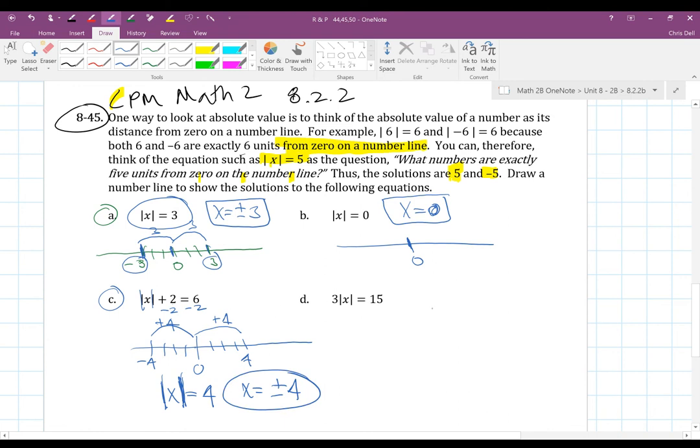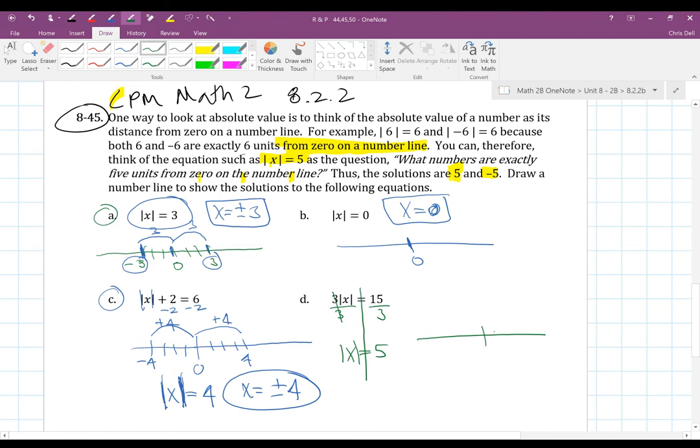I want to get that absolute value part alone first. How do I get the absolute value all alone? Well, what's happening to this absolute value is it's being multiplied by 3. So to get it alone, I can divide by 3. And it's an equation, so what you do to one side, you do to the other. So the absolute value of x now equals 5. So my distance needs to be 5.